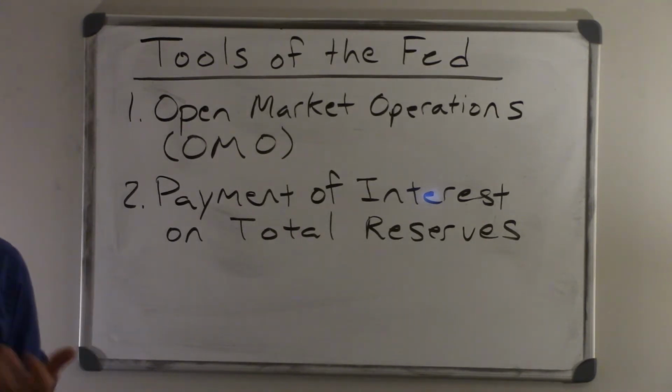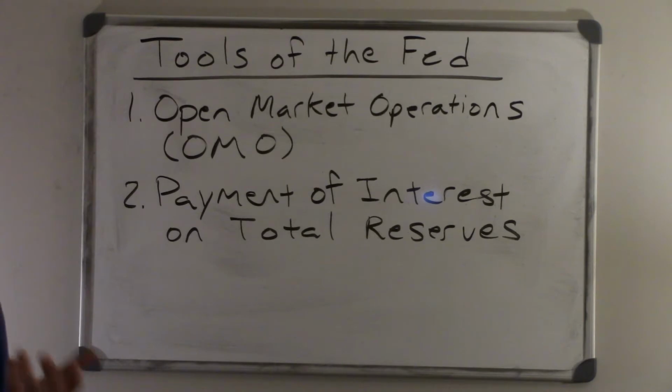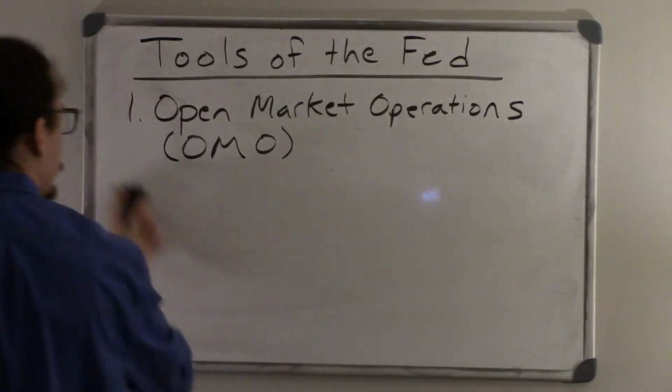There's also some other things that we're going to put with the open market operations that we will consider in the next chapter as tools, but your textbook puts them together, so just for simplicity's sake, we're going to put those together as well. So open market operations and payment of interest on total reserves. Those are the reserves held by the Fed for other banks and financial institutions.